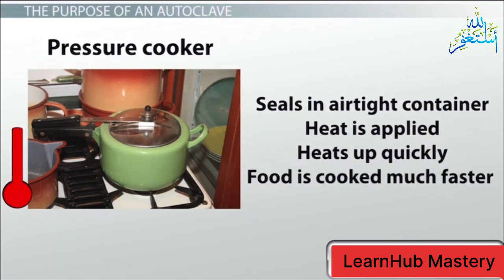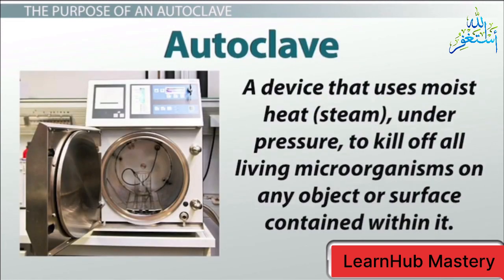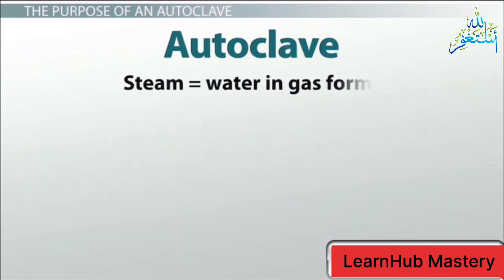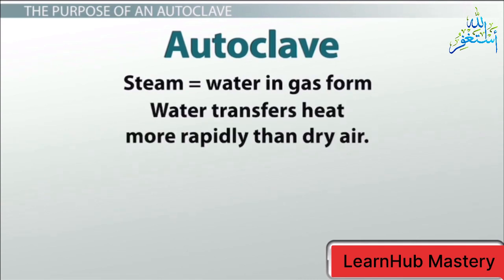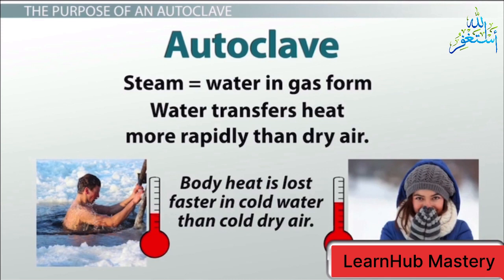This same exact process is used in something known as an autoclave, which is a device that uses moist heat, that is to say steam, under pressure to kill off all living microorganisms on any object or surface contained within it. The reason an autoclave uses steam is because steam is essentially the gaseous form of water. Water is able to transfer heat far more rapidly than dry air alone. I'm sure you know this if you've watched some survival show that mentioned the fact that people lose body heat far more rapidly in cold water than cold dry air. Well, now you know why.